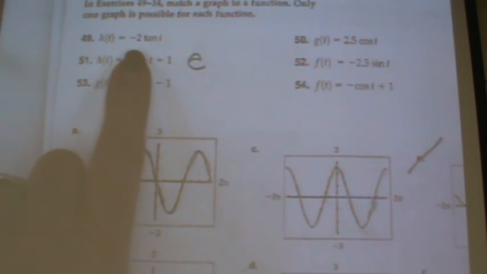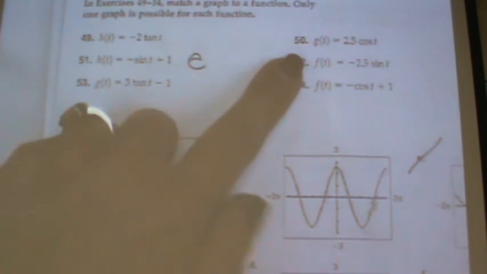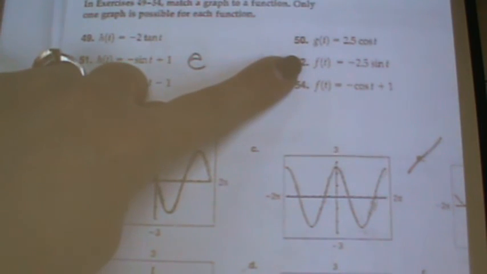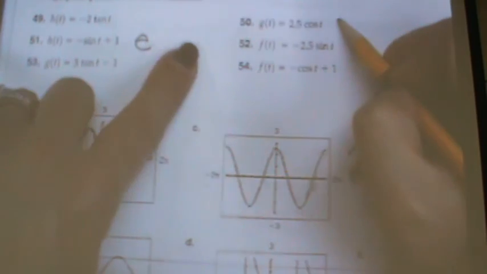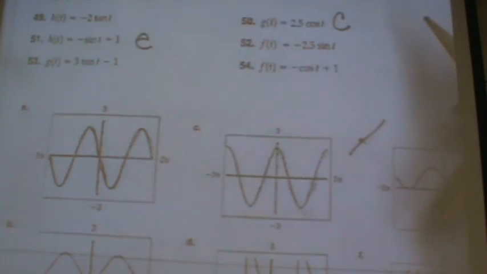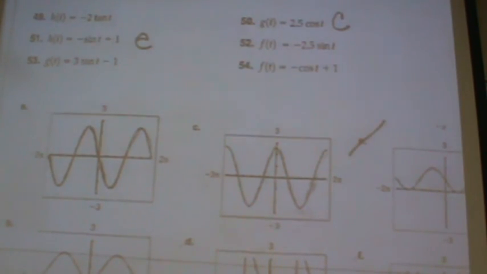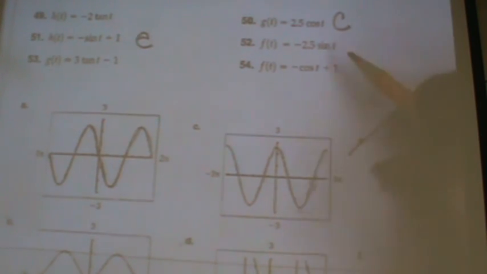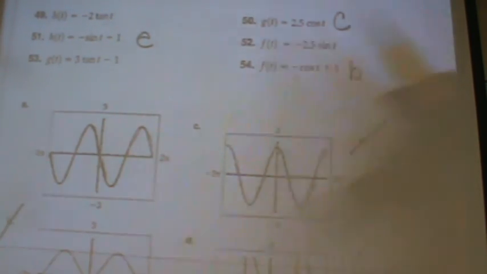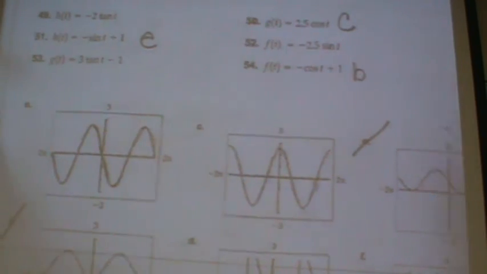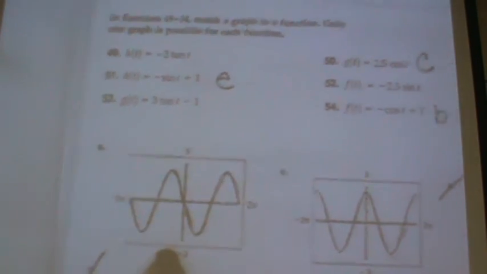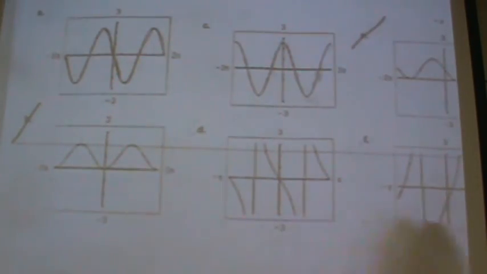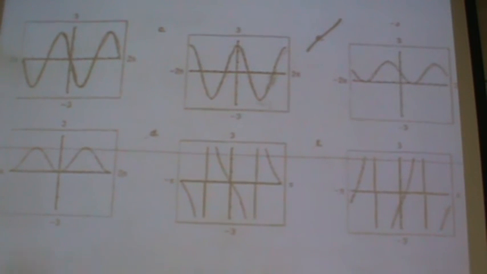49, you don't know yet. How about 50? Do you know which one 50 is? C. 50 is C, yep, because it's a stretch of 2.5, that's C. What else? 54 is B, I think. 54 is B, yep. And then 53 is not A, because that's a tangent. 52 is A, yep. And the other two are gonna be the tangent graphs.